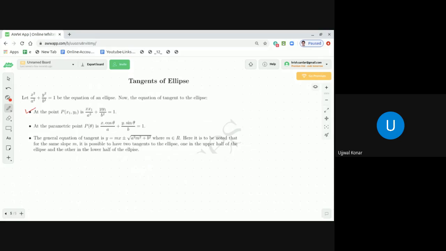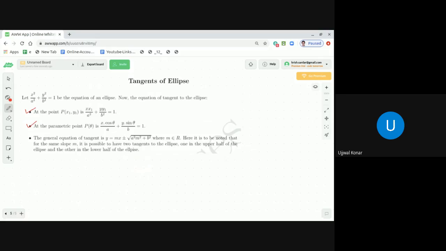And if the point P is a parametric point theta, that is (a cos theta, b sin theta), then the equation of the tangent turns out to be x cos theta by a plus y sin theta by b equal to 1. That is at any parametric point theta.